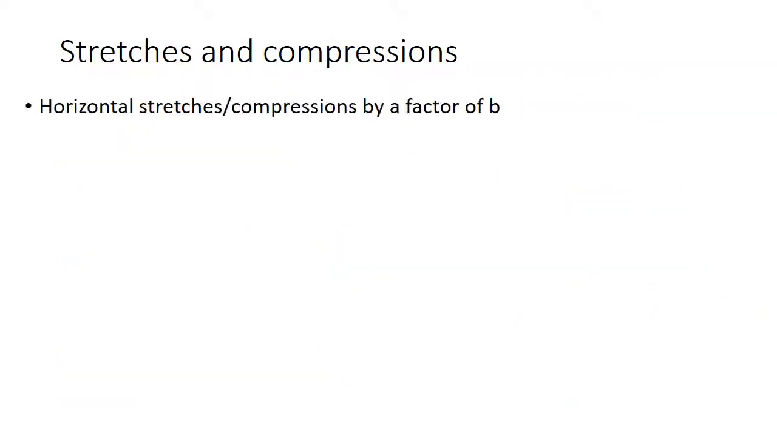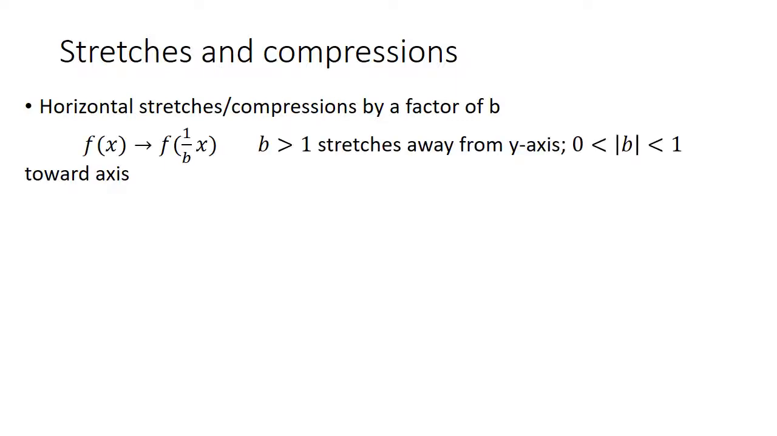Stretches and compressions. A horizontal stretch or compression is going to be by a factor of b. So what that looks like is you would multiply your x by the b. So horizontally is going to change the x factor. If b is greater than 1, it stretches away. And if b is less than 1, and that just means it's a fraction between 0 and 1, that is going to make it go toward the axis.